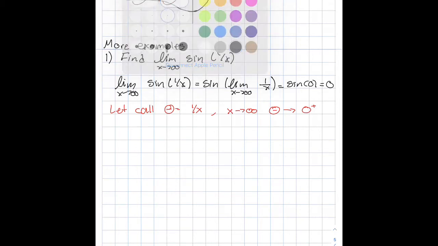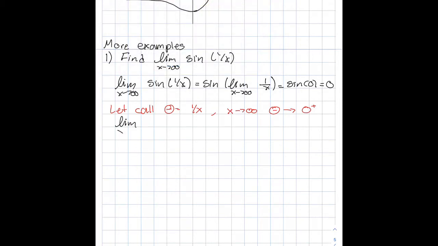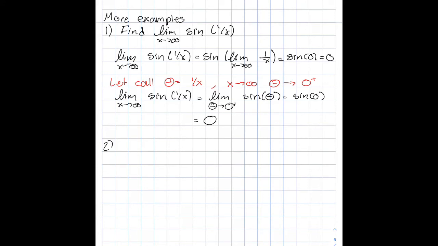So we can then rewrite our limit as x goes to infinity of sine of 1 over x. That's going to equal the limit as theta goes to 0 from the right-hand side of sine of theta. Then we get sine of 0, and we all know that equals 0. Why did we do all that extra work to just get to the same spot? Well, let's show in our next example.